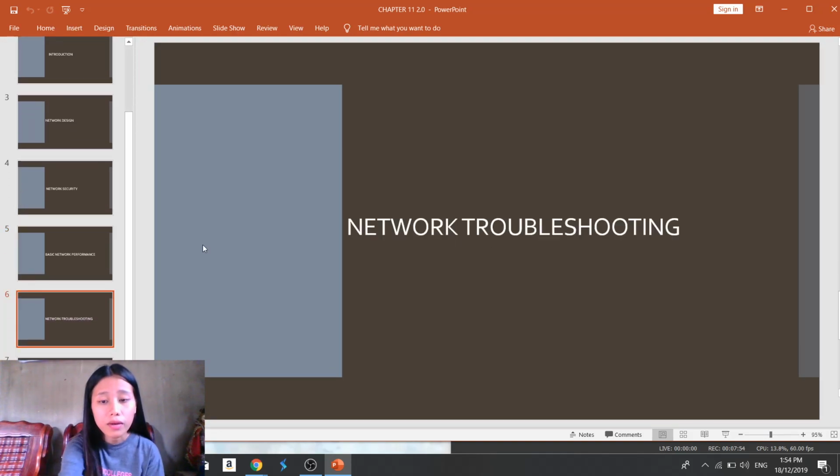For the next one, we have network troubleshooting, the basic troubleshooting approaches. Network problems can be simple or complex and can result from a combination of hardware, software, and connectivity issues. A technician must be able to analyze the problem and determine the cause of the error before they can resolve the network issue. This process is called troubleshooting.